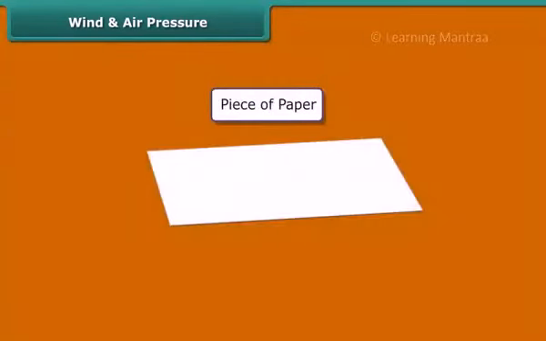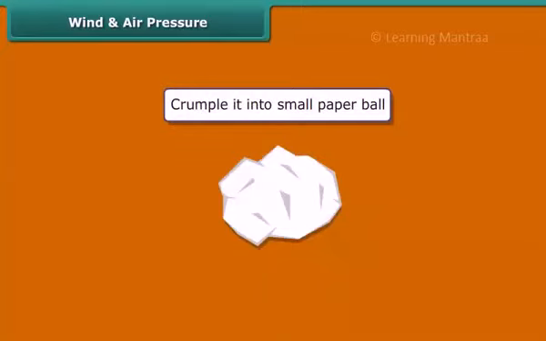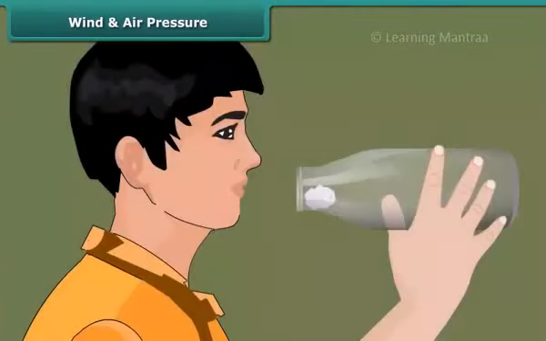Take a piece of paper and crumple it into the small ball. Now hold the empty glass bottle and place the paper ball just inside its mouth. Try to blow the ball to force into the bottle. Observe carefully. The paper ball is not moving inside the bottle.